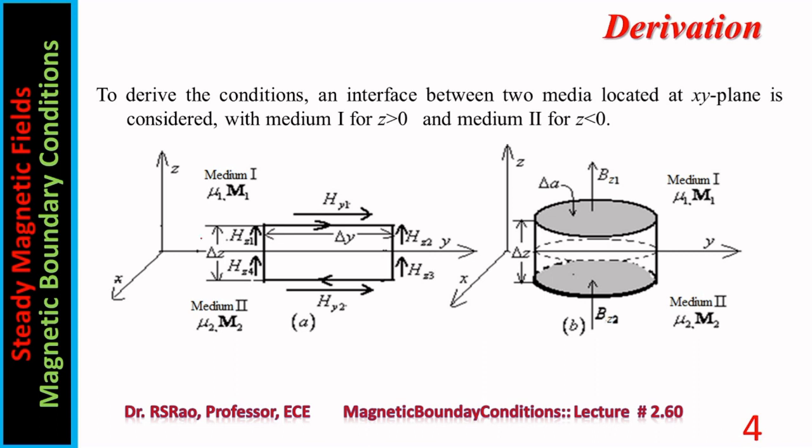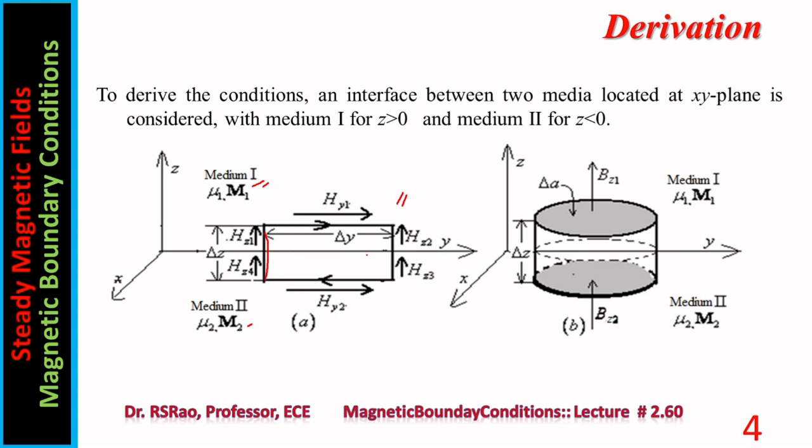To derive these conditions, we consider an interface. The interface is over the XY plane. Below the XY plane, medium 2; above the XY plane, medium 1. Mu1, M1, Mu2, M2 are permeability and magnetization of the media. So we consider a rectangular loop encompassing the interface partly, lying normal to the XY plane with its shorter side parallel to the Z-axis. Notice half of this loop is in medium 1, the remaining half is in medium 2. Now we apply Ampere's circuital law over this loop. That results in the boundary condition pertaining to tangential component.